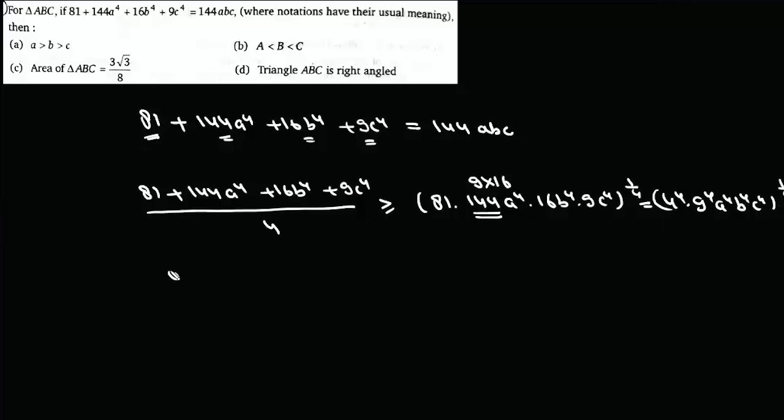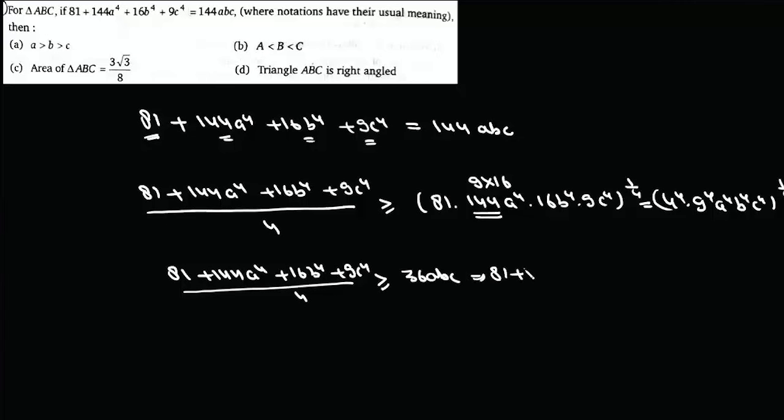So from here we can write 81 plus 144 a to the power 4 plus 16 b to the power 4 plus 9 c to the power 4, upon 4, will be greater than or equal to 36 abc, or we can write 81 plus 144 a to the power 4 plus 16 b to the power 4 plus 9 c to the power 4 is greater than or equal to 144 abc. But in the question we are given that there is an equality sign, and we know that AM is equal to GM if and only if all the numbers are equal.